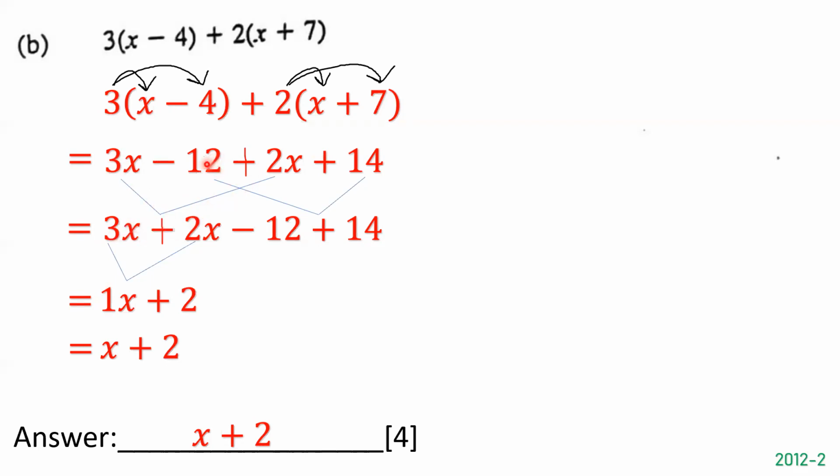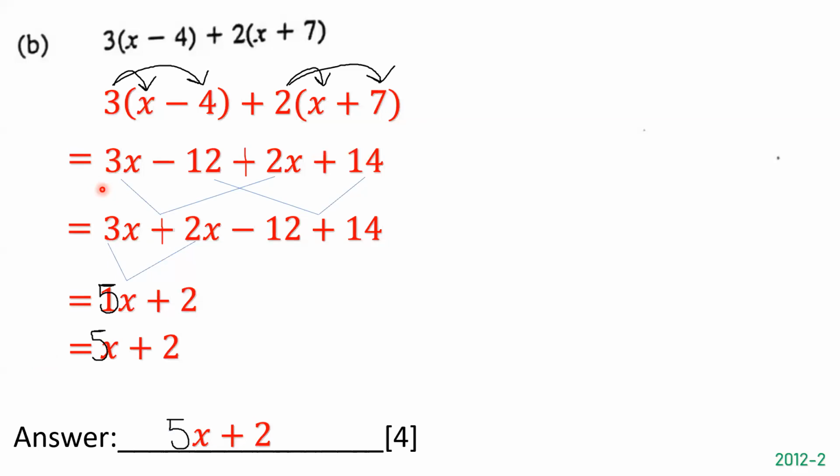They are like terms. And then negative 12 plus 14 is going to be together too. So 3x plus 2x is definitely going to be 5x. And negative 12 plus 14 is definitely positive 2. So it's actually 5x plus 2. Let me make sure I make that adjustment. 5x plus 2, and that's the correct answer.